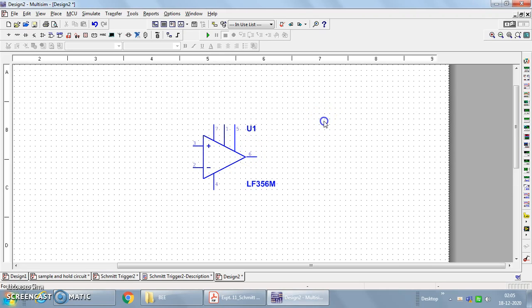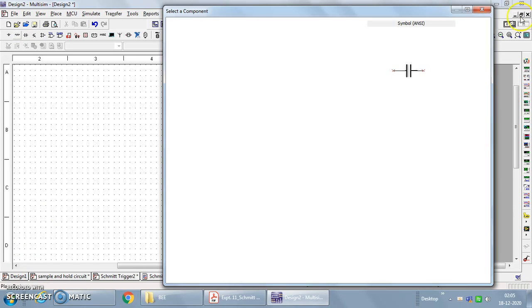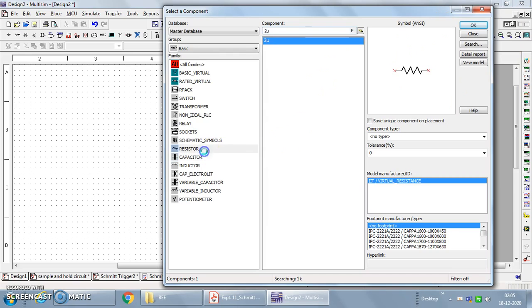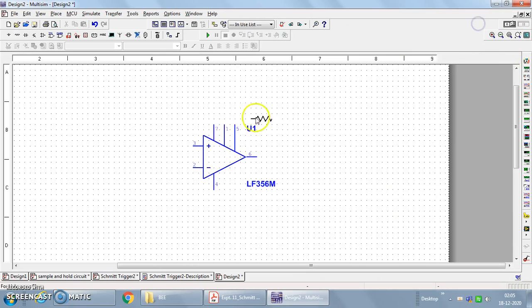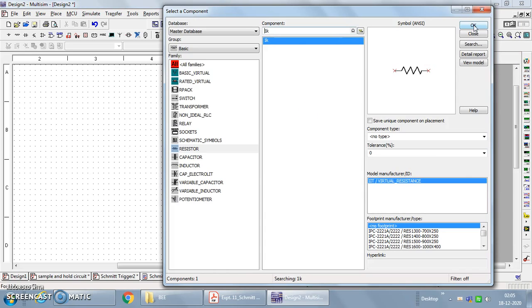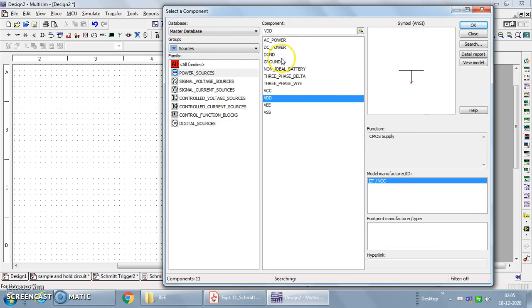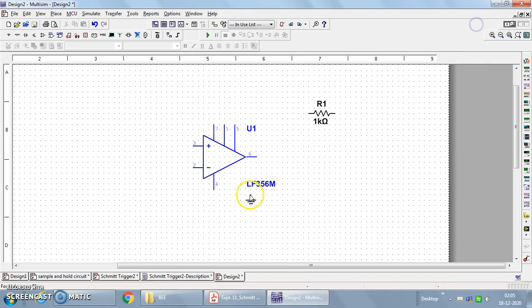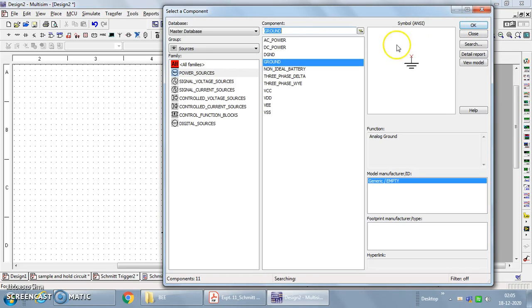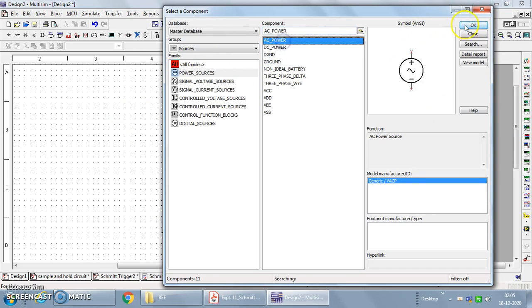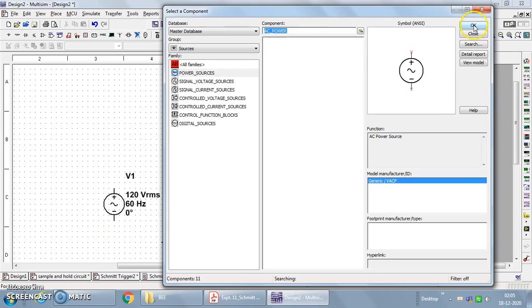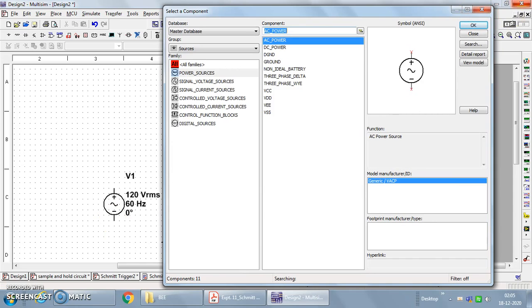Now let us start building the circuit. I will choose the resistors. We'll start with the resistor value. I will select one resistor and place it here. A total of 3 resistors will be required, so we can make copies of that. Along with that, from the sources family, let us choose the ground connection, and from the power sources, we'll go for one AC source with the required parameters of frequency and voltage values.